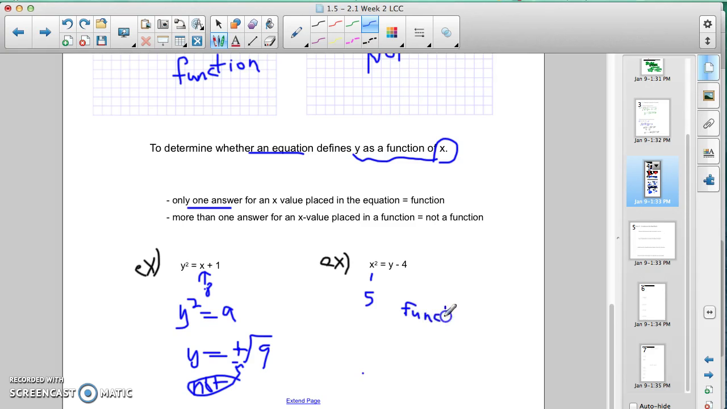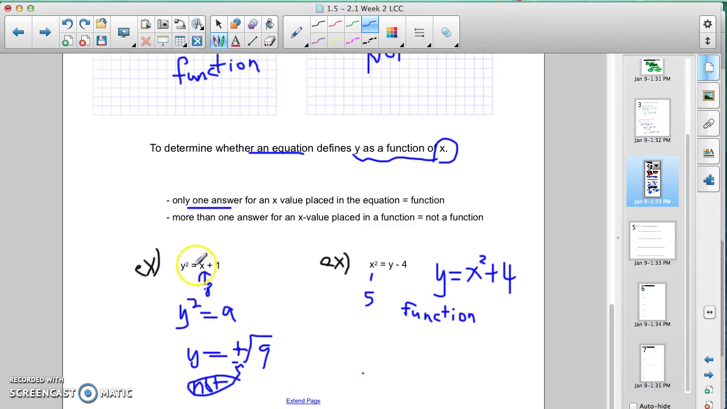Now the key there is that if we have a square root, that's possible to get two answers out of, a plus and a minus answer. That's when we're not going to have a function. All right. Here we're not going to take the square root to solve for y. All we have to do is add 4 to solve for y in this problem. So we're not going to have two answers. You're going to have y equals x squared plus 4. There's only one answer. For every x I put in there, I'm only going to get one answer for y.